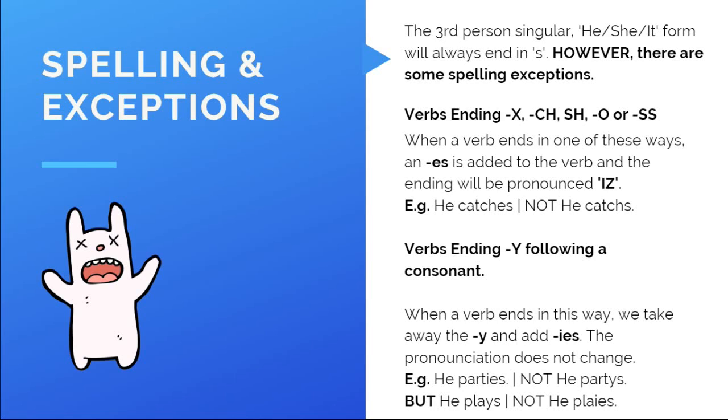However, in he plays, the Y follows a vowel. It follows the A. So we don't change the spelling. It doesn't become he plaies, A-I-E-S. It does not become that. That barely looks English. So we only change the spelling when the Y follows the consonant. So if you learn these few exceptions, then hopefully you won't feel stressed out like this little animal here when you try to use or write the present simple.